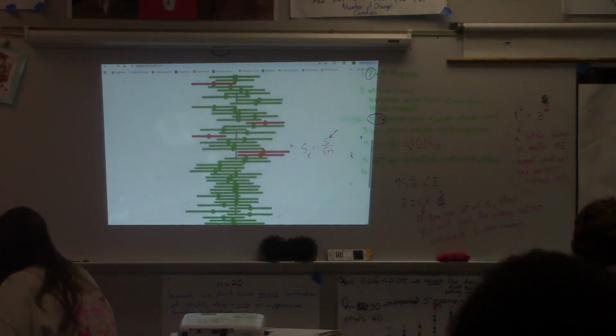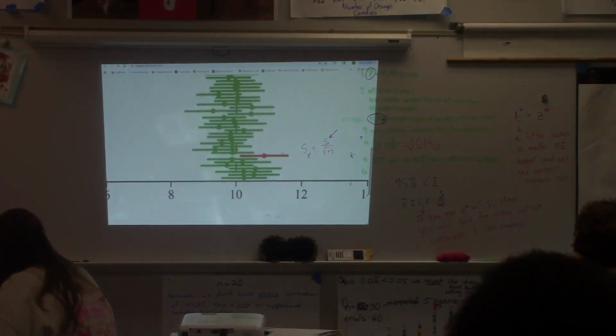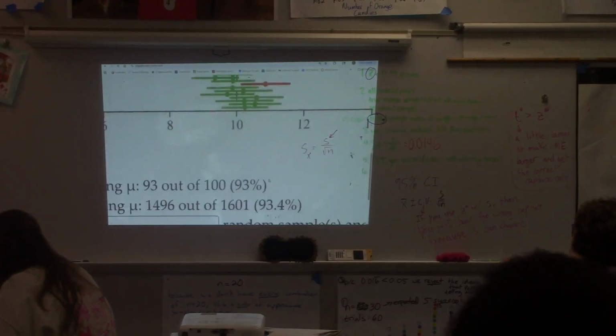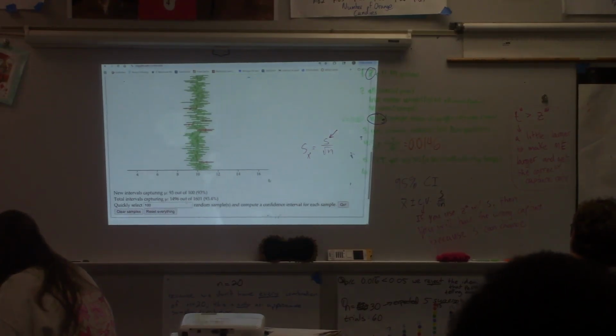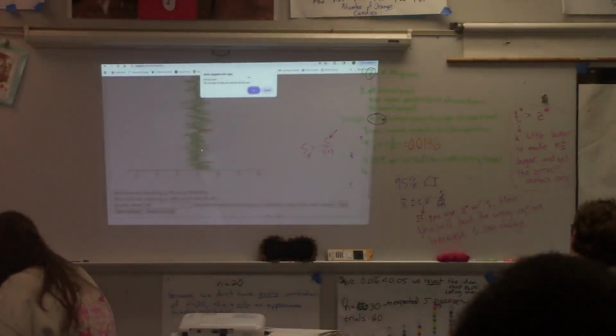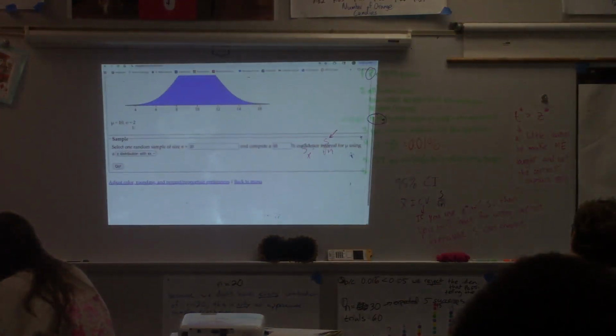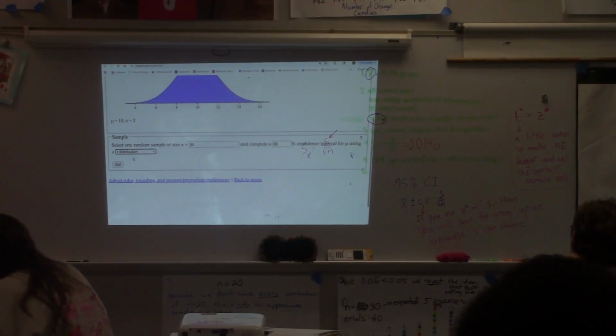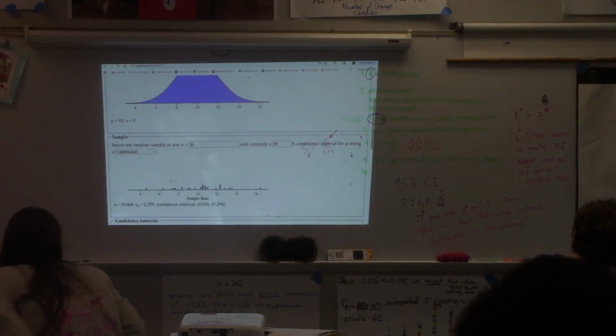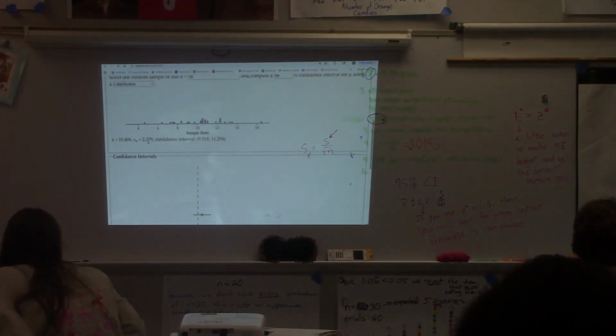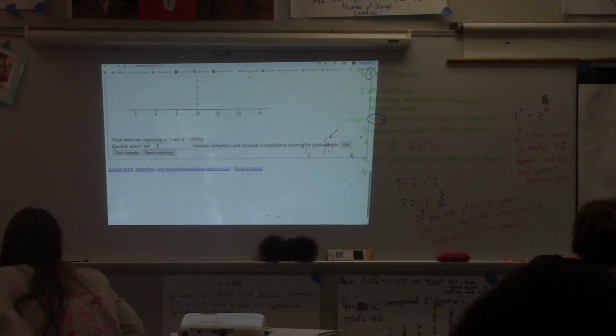Alright, so let me reset this. Notice, again, some of those intervals are wider than others because of S. I'm going to reset everything, but now I'm going to use t. And go. So notice in this case, the S is 2.379, right? So there's that standard deviation. I'm not going to do 100 yet. I'm going to keep it at 1.